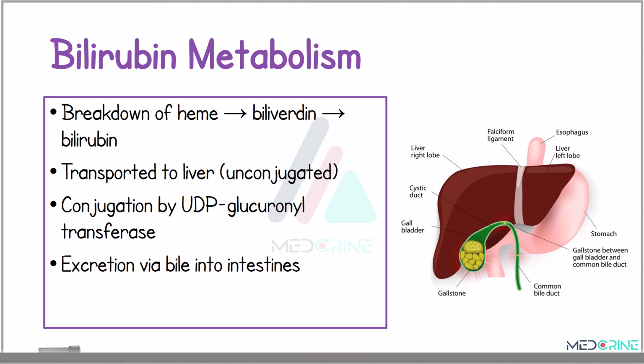When looking at bilirubin metabolism, bilirubin is produced from a breakdown of the heme component in aged red blood cells. Initially, it is unconjugated and bound to albumin in plasma. In the liver, it undergoes conjugation by UDP glucuronyl transferase, becoming water-soluble. The conjugated bilirubin is then excreted in bile into the intestines, where it's converted into urobilinogen and eliminated through stool and urine.